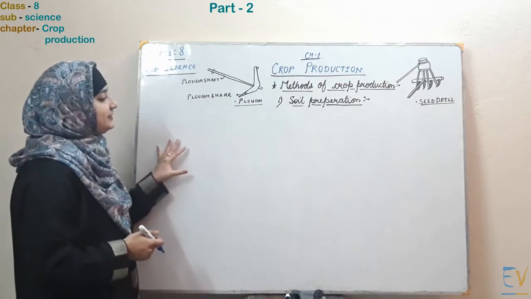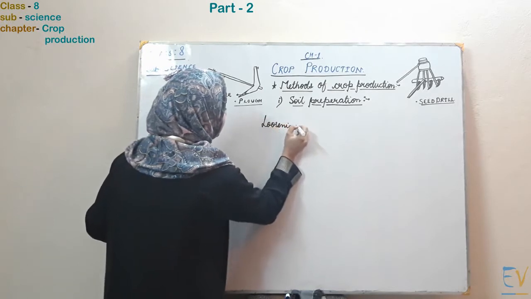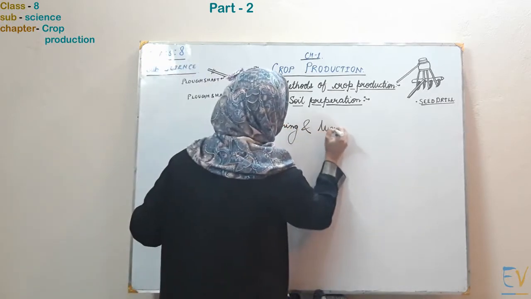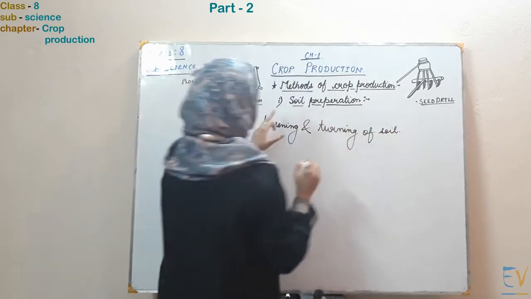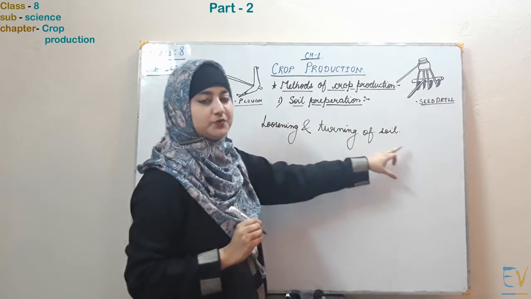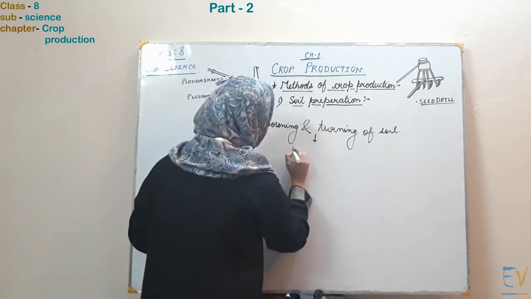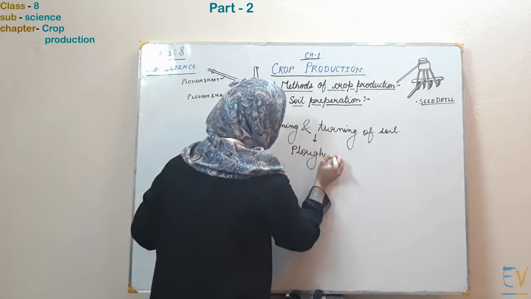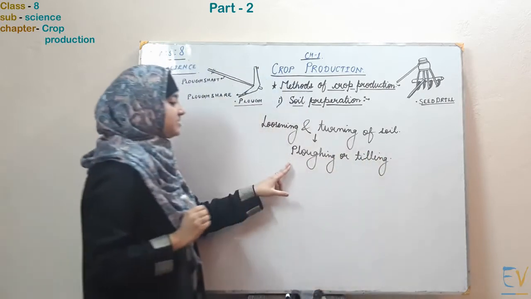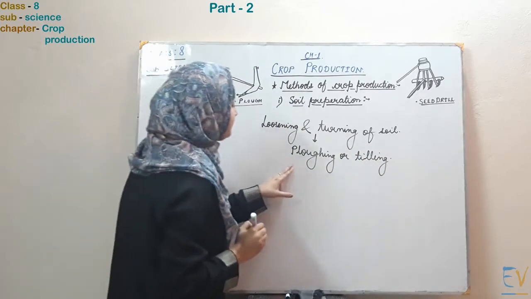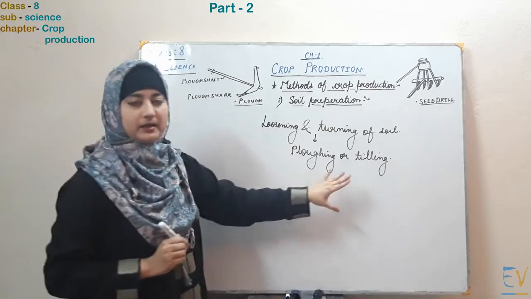Okay? Basically, it includes loosening and turning of soil. Okay, so this process basically includes loosening and turning of soil, and there is one specific term for loosening and turning of soil, that is plowing or tilling. Why is this process called plowing? Because it is done with the help of one agricultural tool or implement, that is plow. That's why the name plowing. Okay.